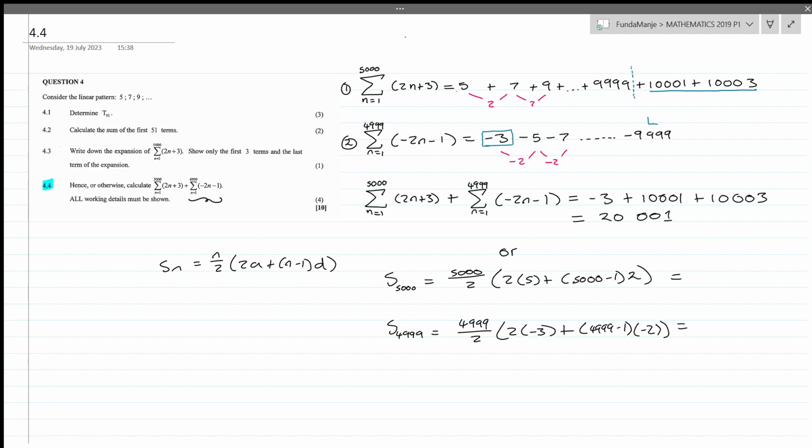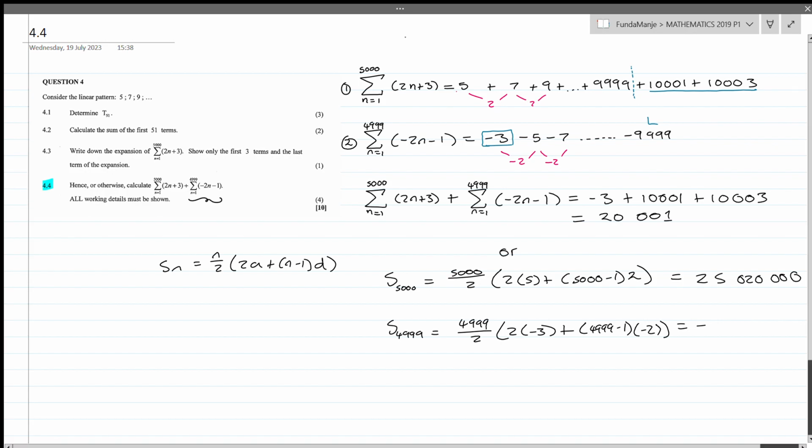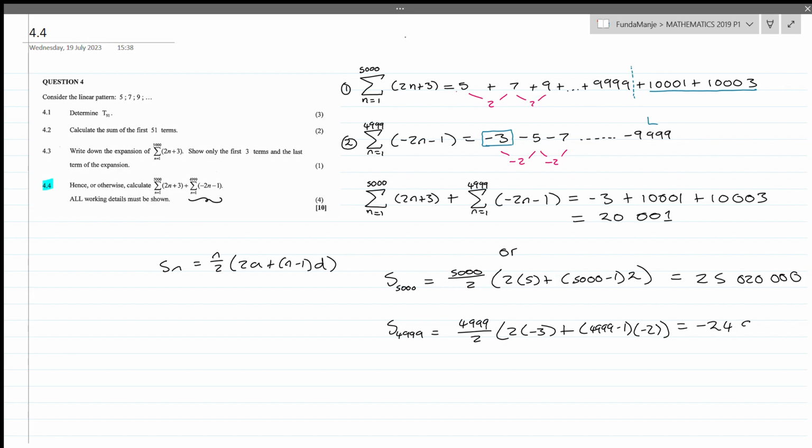Here on top we get 25,020,000, like that. Then on the one at the bottom we get minus 24,999,999. Then if you are to add these two, which is basically what we are trying to get the sum of, you find that you will get 20,001, which is the same answer using that other method.